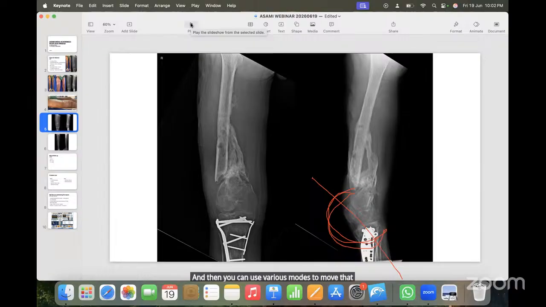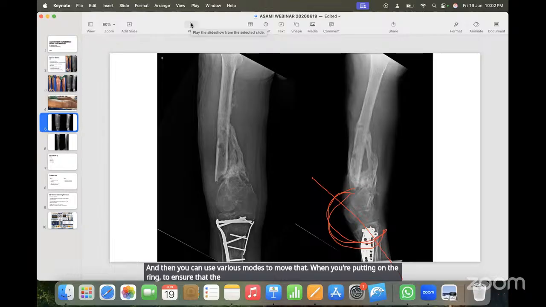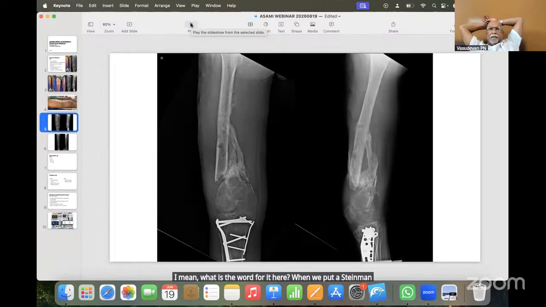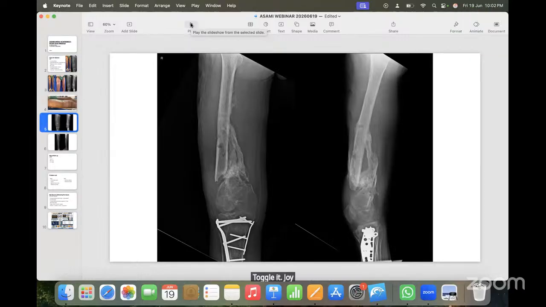When you're putting on the ring, to ensure that it is appropriate, what you can do is you can put a Steinman pin to use as a jack into that. What is the word for it here? When we put a Steinman pin and toggle it. Joystick. Joystick, yeah. Correct. So you can put a Steinman pin in the appropriate angle and then pull this down.